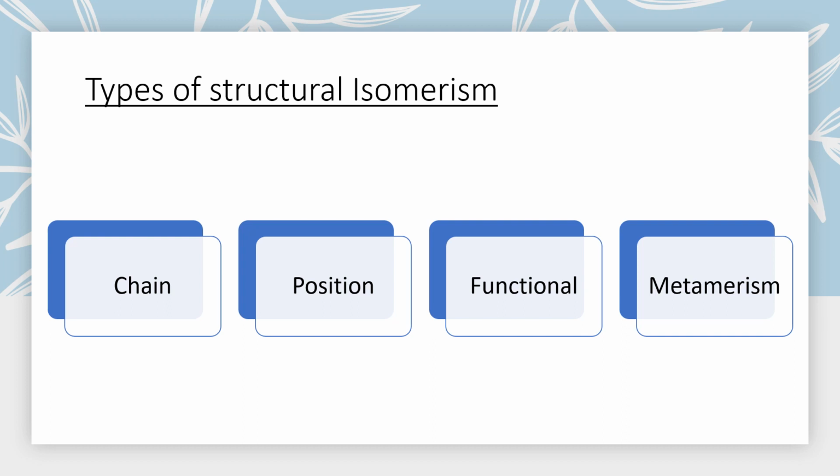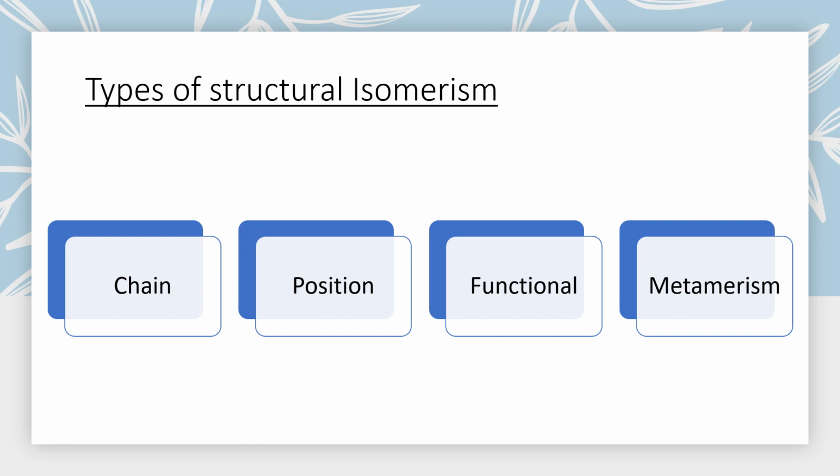Metamerism. This type of isomerism is due to the unequal distribution of carbon atoms on either side of the functional group, and the members belong to the same homologous series. For example, again, diethyl ether, that is CH3CH2OCH2CH3. And then comes methyl propyl ether, that is CH3OCH2CH2CH3. Here we can see the whole formula is the same.